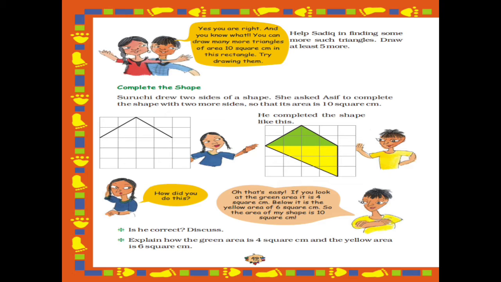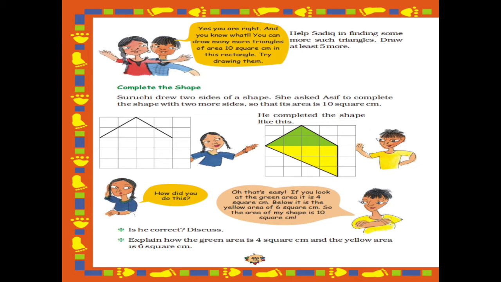Suruchi drew two sides of a shape. She asked Asif to complete the shape with two more sides so that its area is 10 square centimeter. So what is Suruchi doing? She is drawing two sides of a shape. You can observe in this picture, Suruchi has drawn this shape. Now she asked Asif to complete the shape with two more sides, such that the area should be 10 square centimeter.